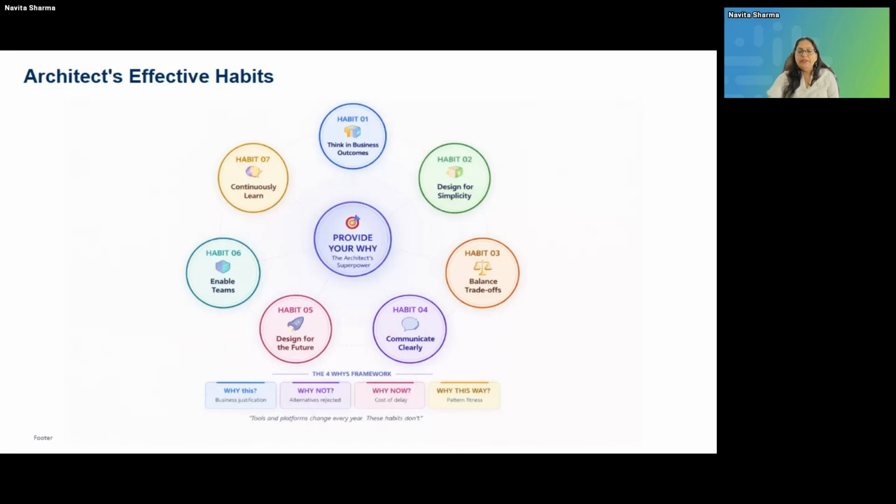So anything and everything you do, you have to bring in those whys: why this, why not, why now, why this way. All of it is very important, and if in any design and solution you're able to answer these whys, I think that is perfect. That's the maximum thing we can achieve as an architect. So that's from my side. I'm done, so I'll stop sharing.